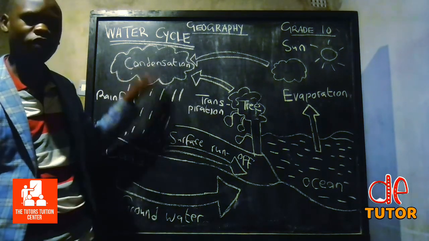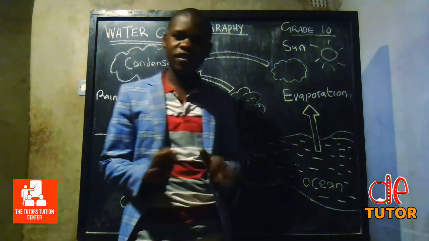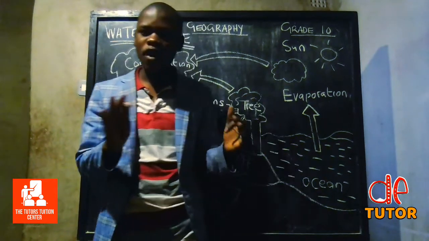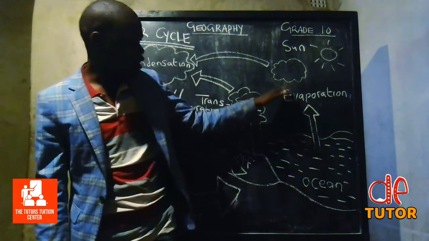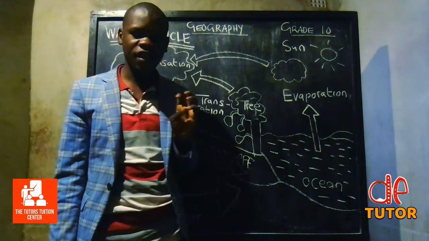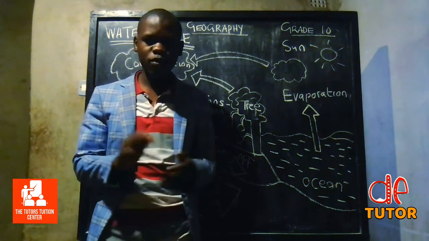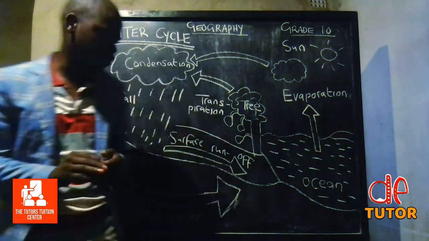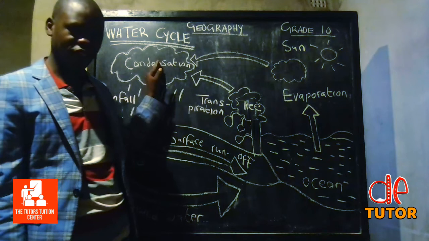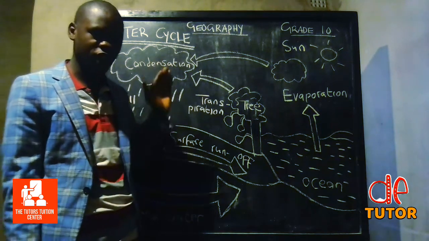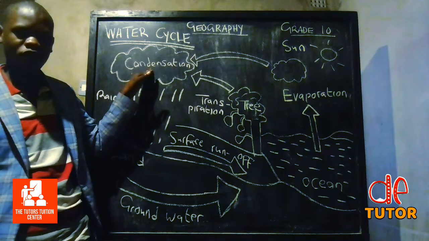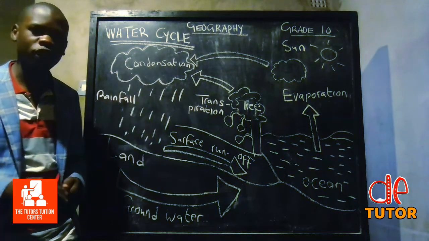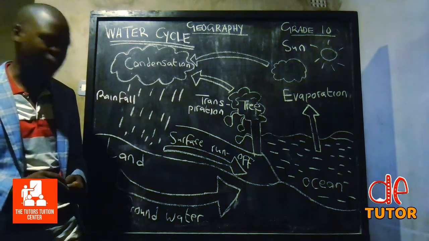Now we come to condensation. Condensation is the process of gas changing to liquid. When gas has changed its state to liquid, we call that process condensation. Water vapor changes to liquid in the atmosphere as it falls back to the land. That process of water vapor changing to liquid is what we call condensation.